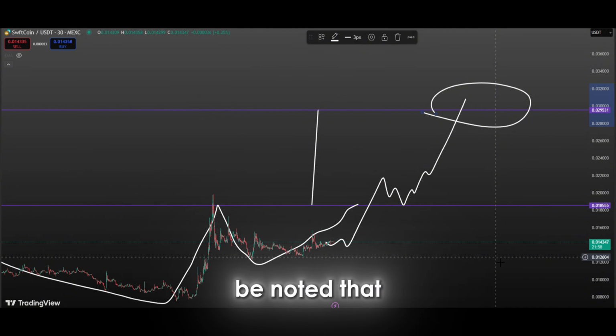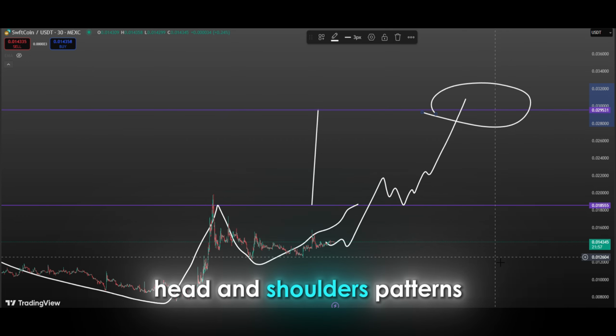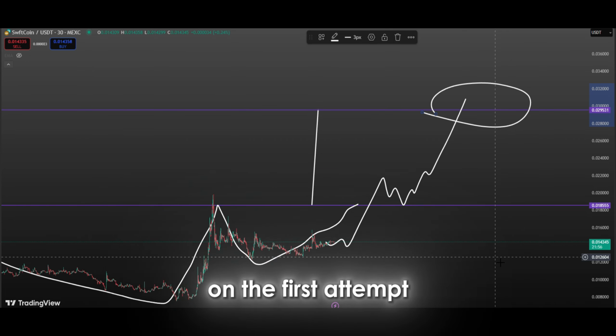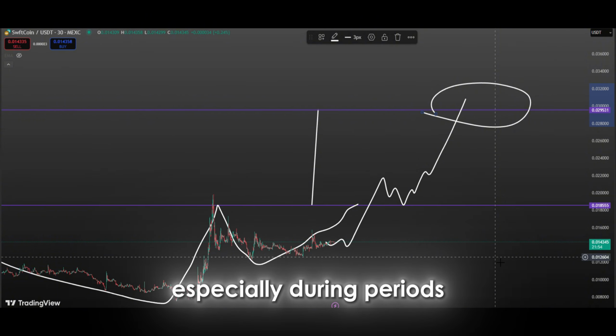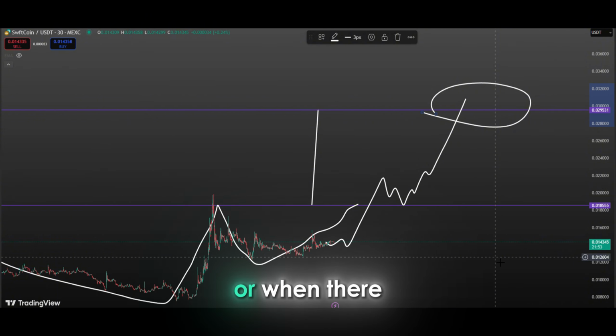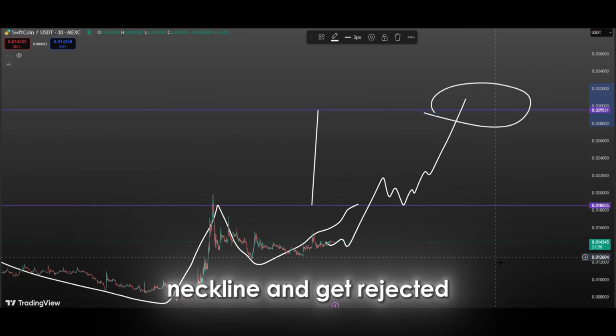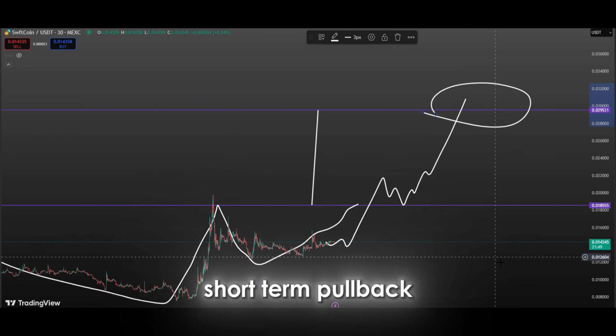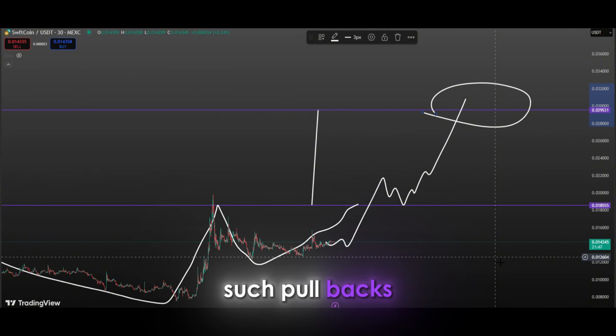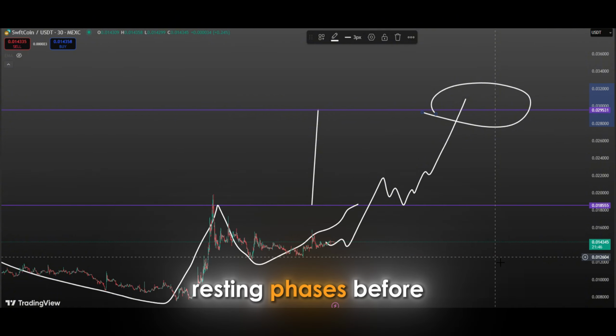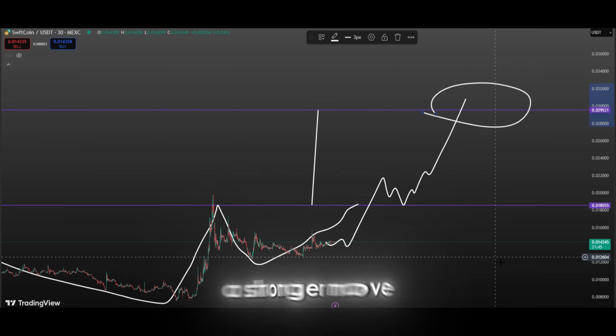It should also be noted that necklines in inverse head and shoulders patterns don't always break on the first attempt. Especially during periods of low volatility or when there isn't enough volume support, the price may rise to the neckline and get rejected, leading to a short-term pullback. However, such pullbacks are generally interpreted as minor resting phases before a stronger move. If the neckline is broken on the second or third attempt with more force, the following rise can be much sharper and quicker.